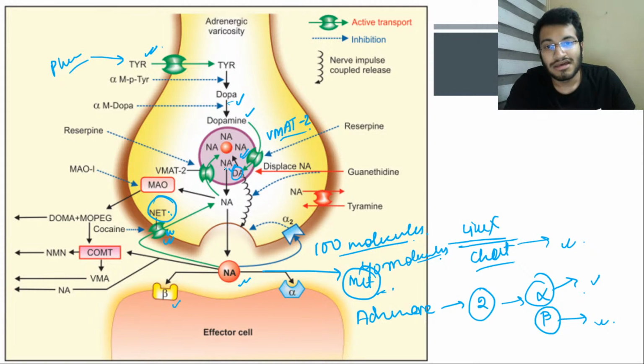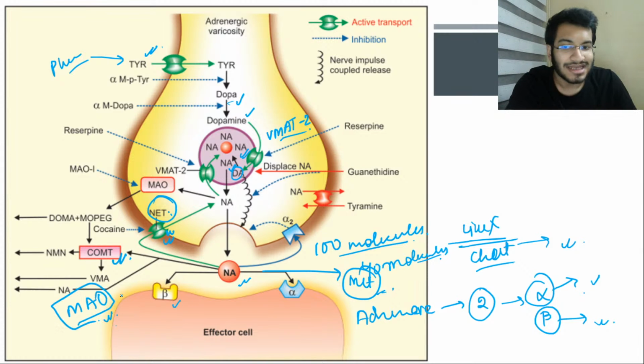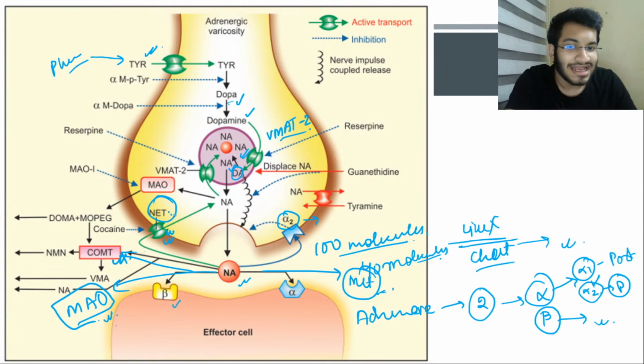So guys, this Na will be metabolized by COMT and monoamine oxidase. So these are the 2 metabolizing enzymes that will metabolize it, right. And I remembered one more thing. Alpha has 2 types, alpha 1 and alpha 2. Alpha 2 are presynaptic and alpha 1 are postsynaptic. So presynaptic means these are brakes, meaning they will be acting like NET reuptake. So they will also be reducing the amount of Na, right.